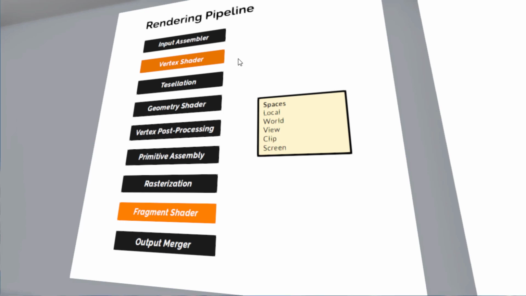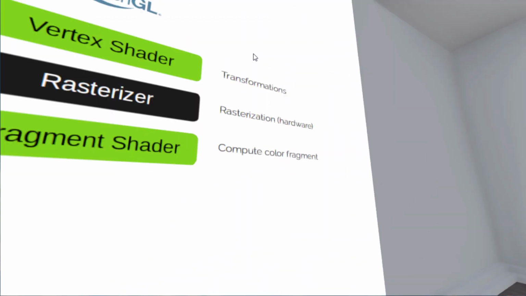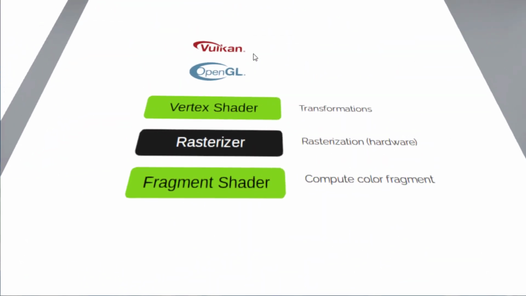Now, here we have a simplified diagram where we only have access to the vertex stage and the fragment stage. The rasterization process is controlled by the GPU. This process is very similar in the Vulkan and OpenGL APIs that Godot offers.